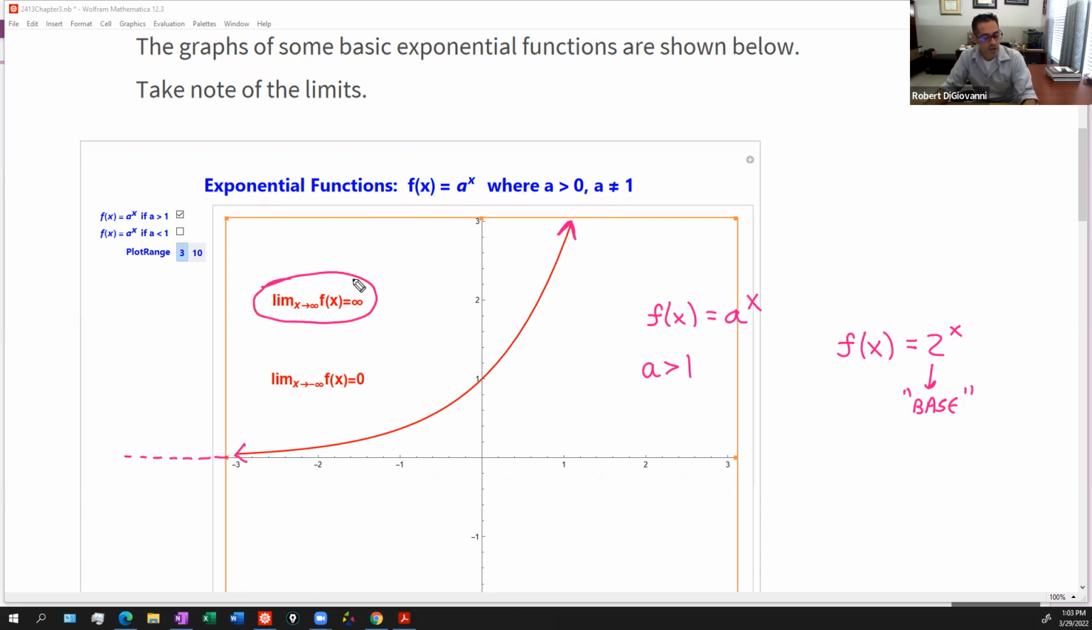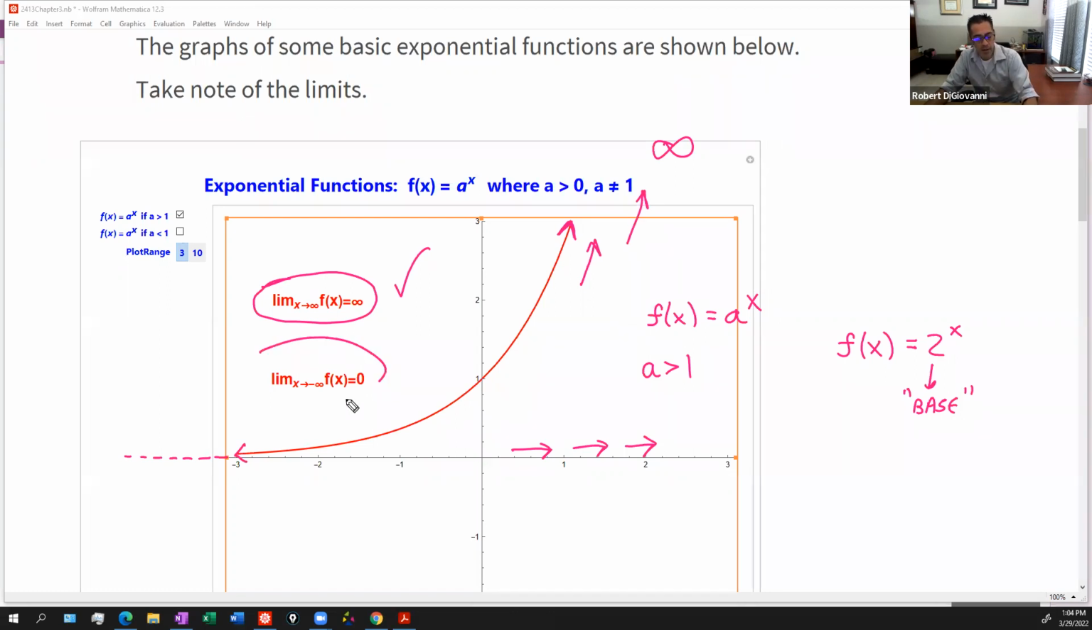And notice that we can talk about some limits. What does the function do as we let x go to infinity? So as you move to the right, where is the function headed? Well, it's headed up, right? Up to infinity. That's what that first one is saying. The limit as x goes to infinity of f of x is infinity. Make sense?